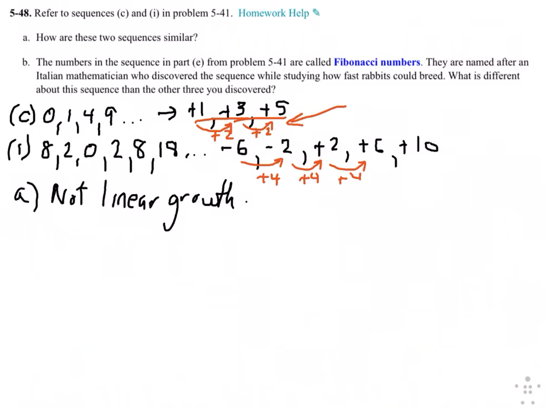For part B, it says the numbers in the sequence in part E from problem 540 are called Fibonacci numbers. They are named after an Italian mathematician who discovered the sequence while studying how fast rabbits could breed. What's different about this sequence than the other three that you discovered, right?